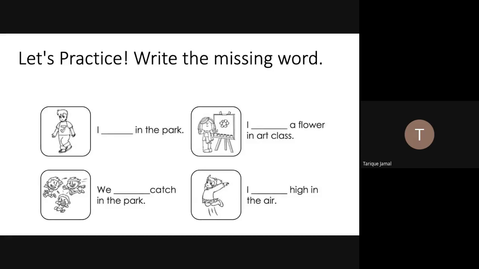All right, so let's practice: write the missing word, right? Look at the picture, and then you are going to put that in your blanks, correct? You have 1, 2, 3, 4. So I give you 2 minutes, half a minute for each.